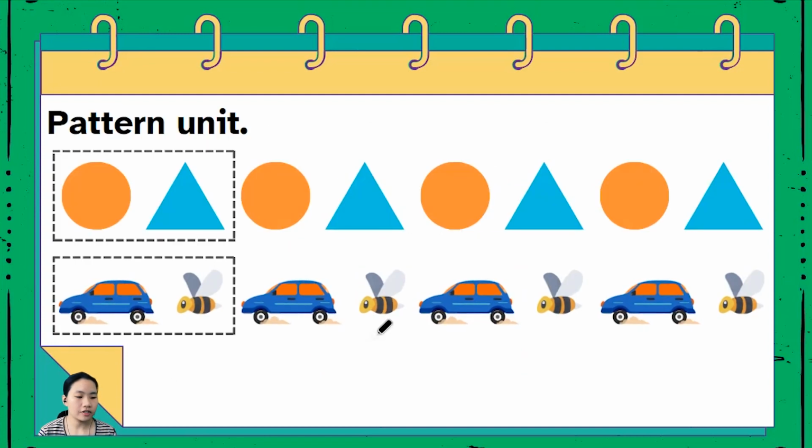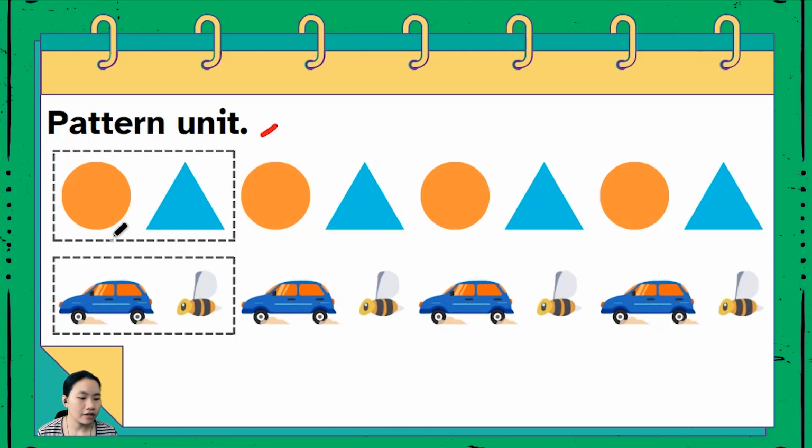So this is our first exercise for today's lesson. We'll be learning about pattern units and what they are. So the purpose of a pattern unit is to make it easier for you to identify patterns, okay? To know a pattern, to be able to repeat a pattern, we must first look at the pattern unit, okay?